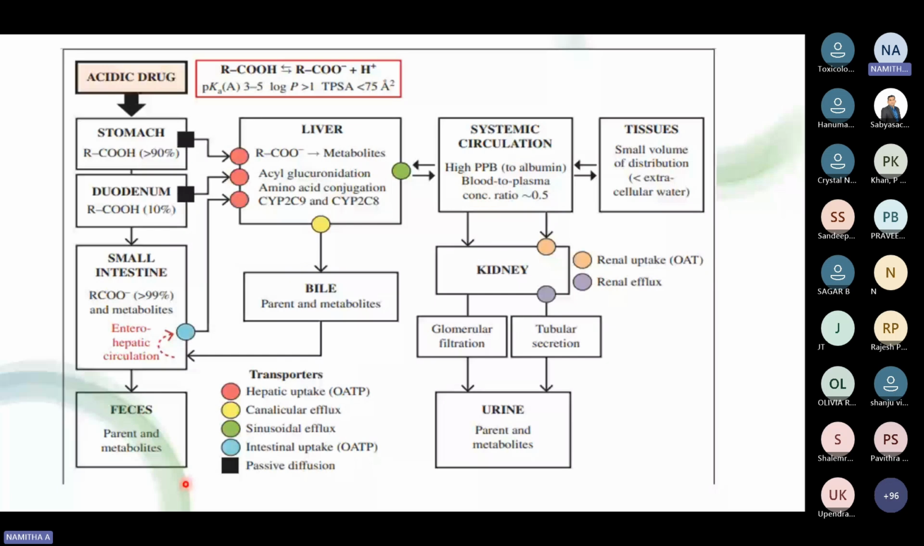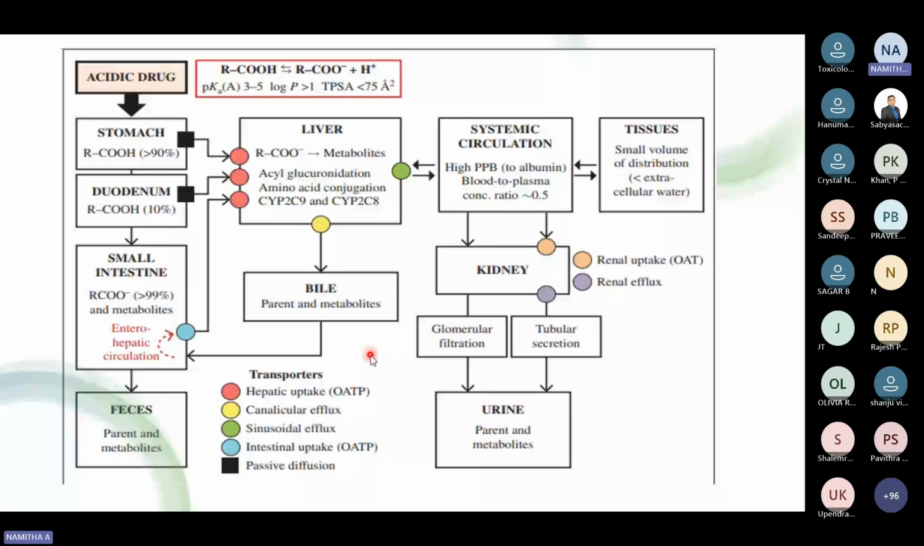Some will enter into the systemic circulation, wherein it has a high plasma binding capacity. Blood to plasma concentration ratio is approximately 0.5 in acidic drugs. Once it is in the systemic circulation, after utilization, it enters the kidney. By glomerular filtration and tubular secretion, it gets excreted in the urine. After systemic circulation, when it is present in the tissue, it has a small volume of distribution. Most of it is present in the extracellular water.